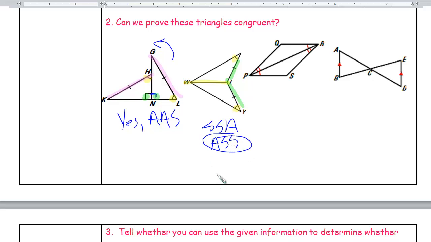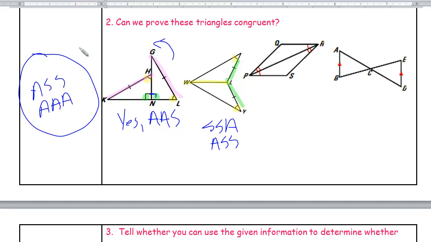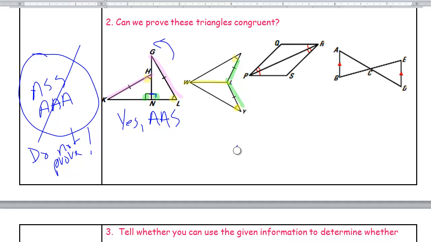And this one's always easy to remember because it spells a bad word. And this is one of the ones that does not work. If you go back up above, SSA or ASS is not one of your 5. And just if you want to make a side note over here, the two that do not work are ASS and AAA. These are the two that do not prove congruence. Any other combination of A's and S here will prove congruence, but ASS and AAA do not. So we'll just notate that again, do not prove. So this one would be a no.